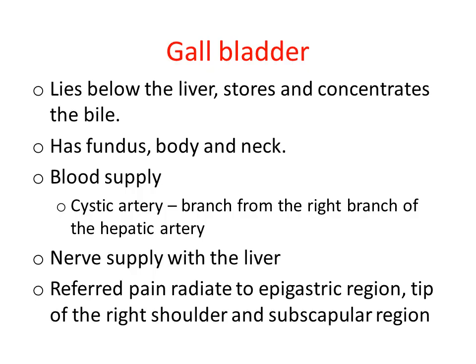The most important point here is that when there is pain due to pathology in the gallbladder, this pain can radiate to the epigastric region and to the tip of the right shoulder and subscapular region, because of the phrenic nerve and subscapular nerve. They contain the same root value.